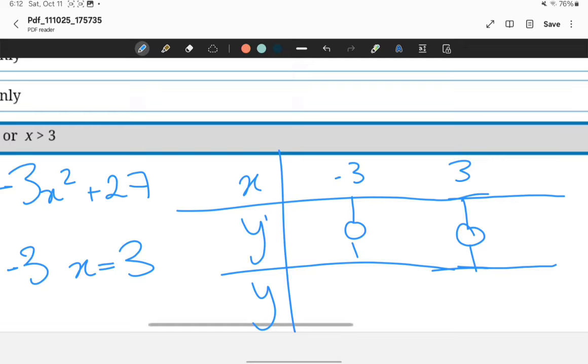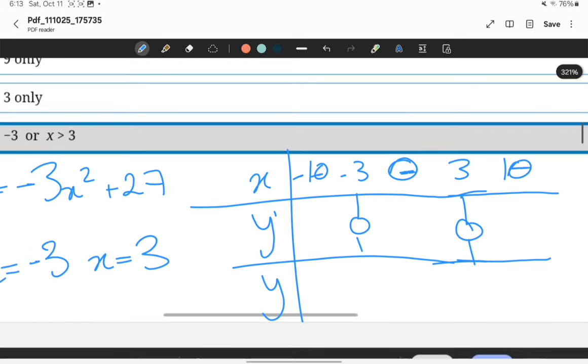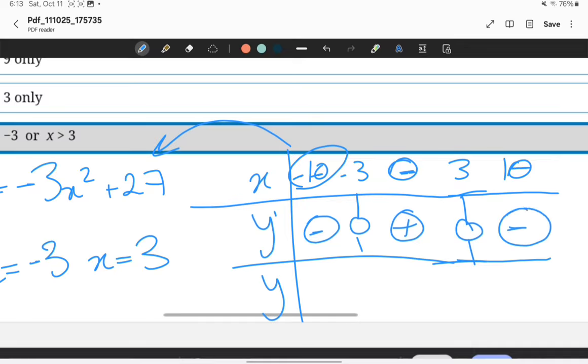And now we could test for points before minus 3, in between both of our values, and after 3. So before minus 3, I'm going to put minus 10. Between these two, I'm going to put 0, and after here, I'm going to put 10. Now take each of these new values, put them in our derivative, and test. You get negative or positive. We don't care about the actual number, only the sign. If you put in minus 10, you get a negative number. Put in 0, you get positive. And same thing with 10, you get a negative number.